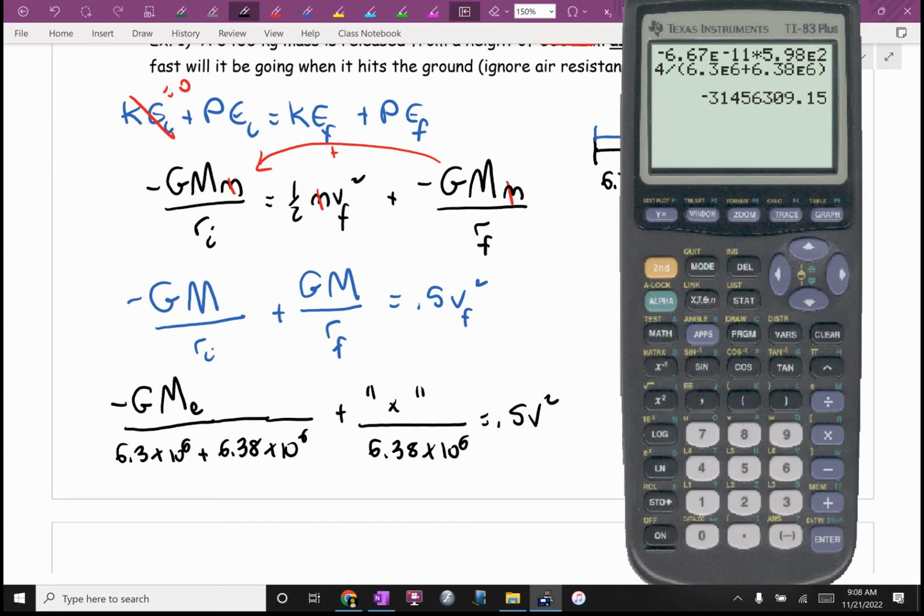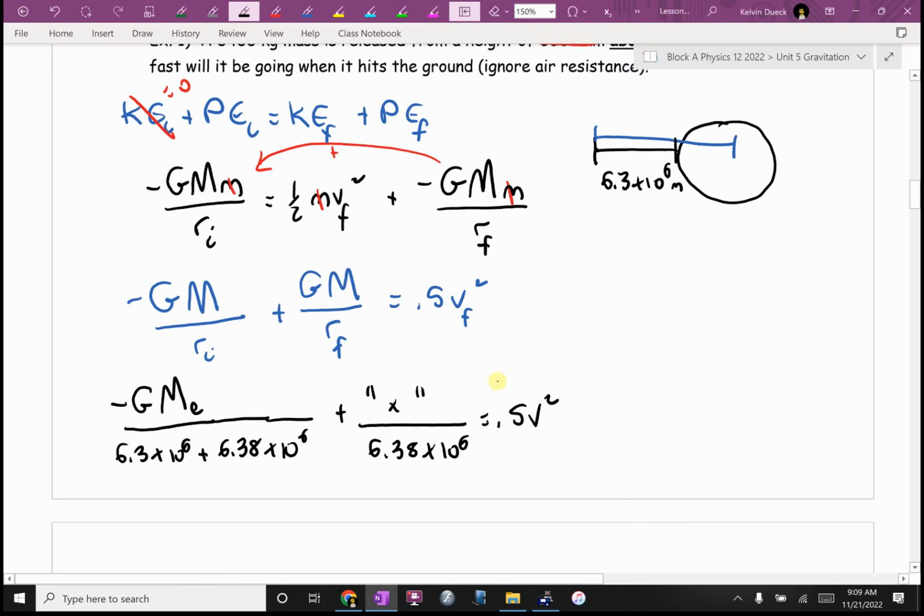Do you notice how the second fraction is almost identical to the first fraction? I'm going to use that to my advantage, which is why I yelled at you about getting a good calculator way back in Physics 11. Okay, I'm going to write it to a few sig figs. I'll carry it to 5 sig figs: negative 3.1456 times 10 to the 7th. I'm running out of room, so I'm going to go over here.